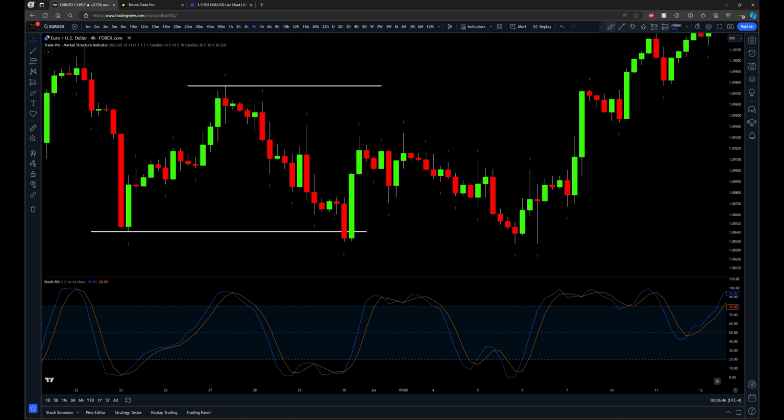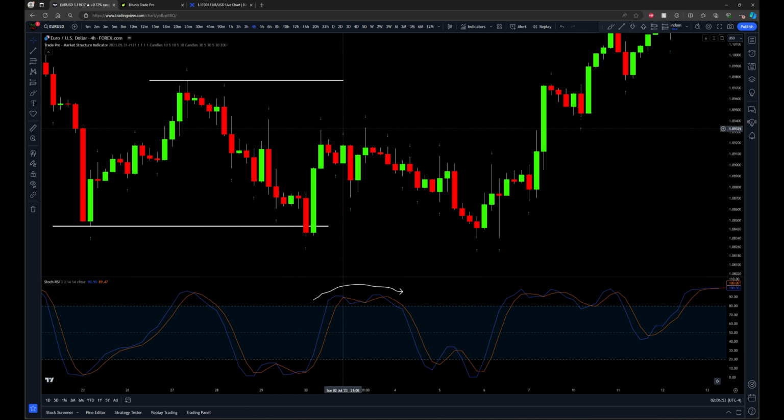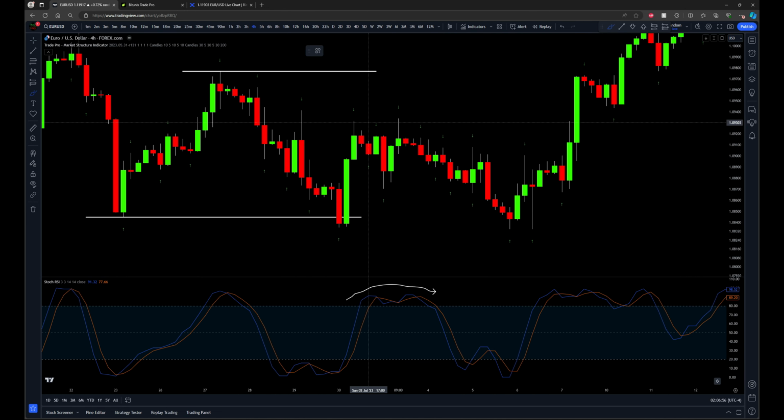And so what do we have now? Well, we get another reset here on our stochastic RSI and our bear structure. And this is a pretty sufficient pullback here.